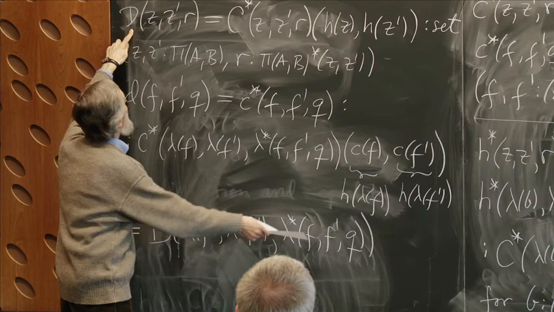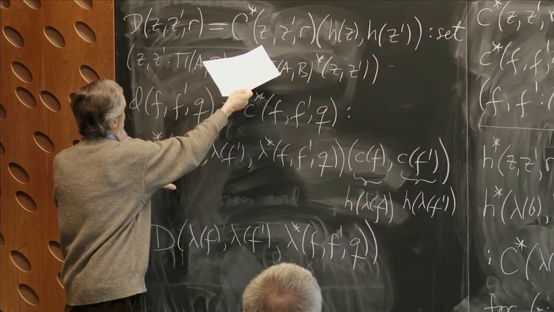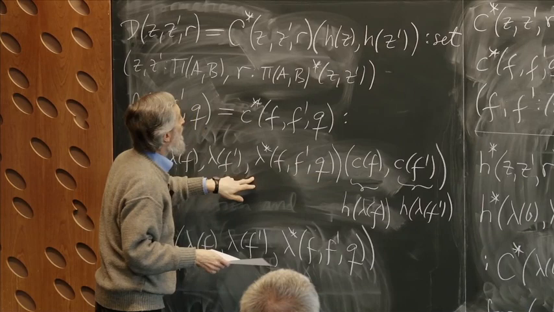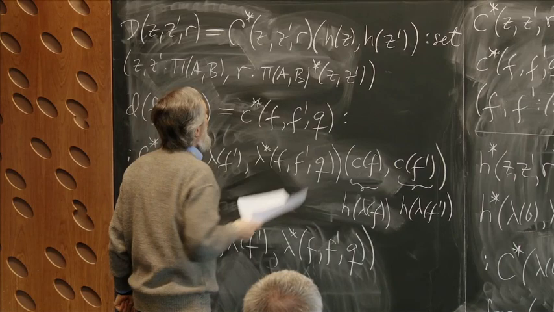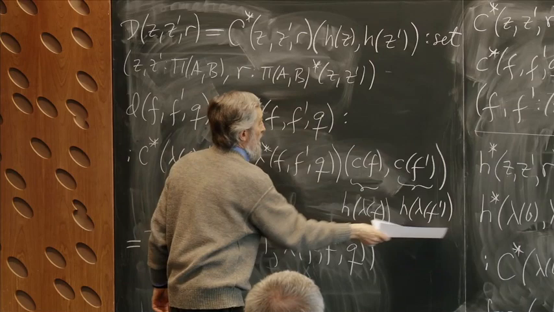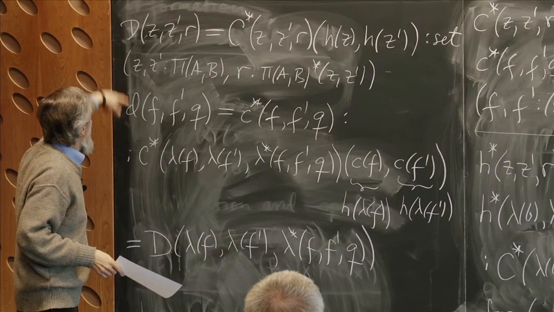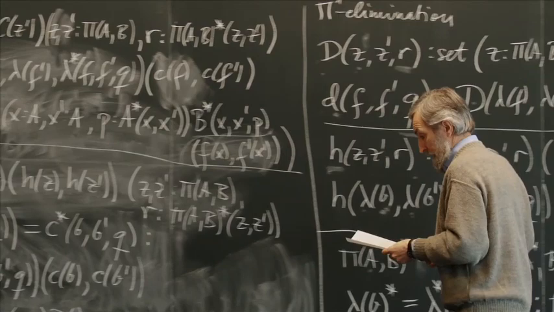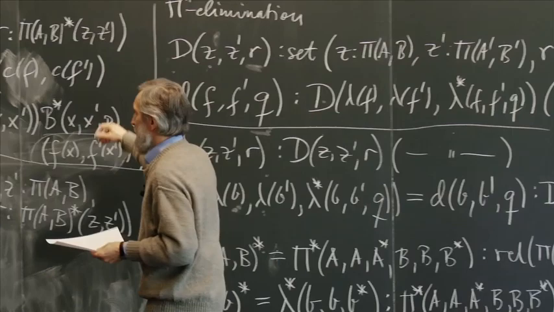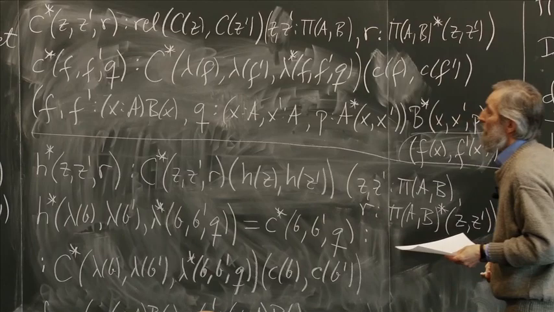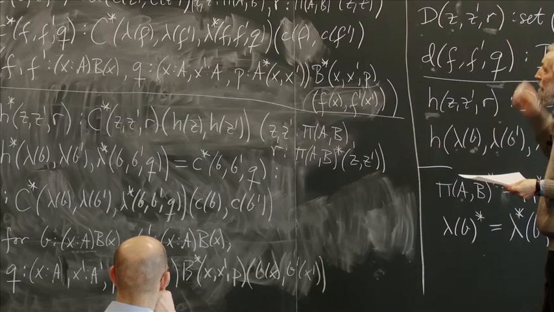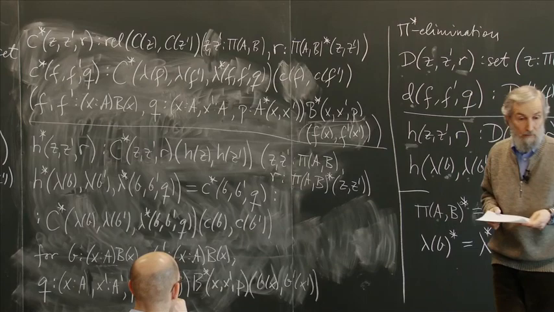What do we get? We get C star of lambda F prime, and this applied to H of lambda F and H of lambda F prime. So it's a permissible choice of capital D and little d that we have made. And with this choice, what we get out from the pi star elimination and equality rules is exactly what is needed in the interpretation for the pi elimination and the pi equality rules. So this finishes the pi case.